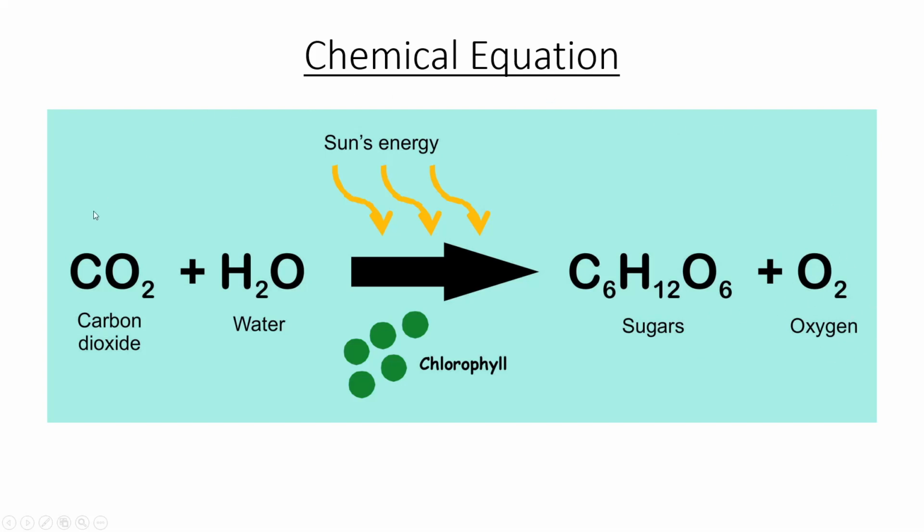This is a very important equation, boys. You need to know this equation. When you are writing it, because the sun does not have a chemical formula, we put it above the arrow because the sun just helps the reaction to take place. Okay? The sun helps the reaction to take place, so we write it above the arrow. We also write chlorophyll under the arrow, because that is the special component of green plants that helps photosynthesis to occur.